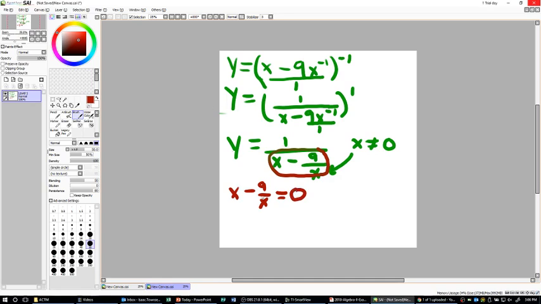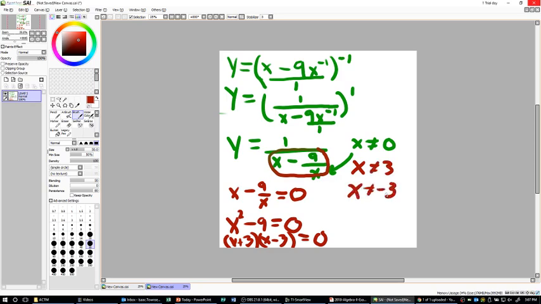Alright, so I don't like this, and then it has some fractions in here, so I would multiply everything by x so that I can rewrite it without fractions. 0 times x is still going to be 0. And this is a quadratic that can be solved with factoring. This is the difference of two squares. So it factors as an x plus 3 and an x minus 3. And so it looks like this big denominator equals 0 at 3 and negative 3. So we have to throw those out as well. So x can't be 3, x can't be negative 3.